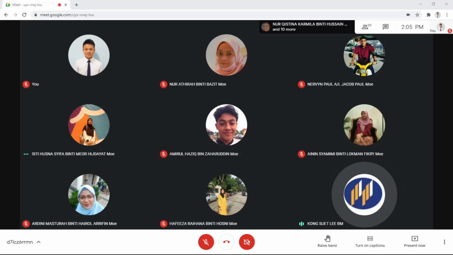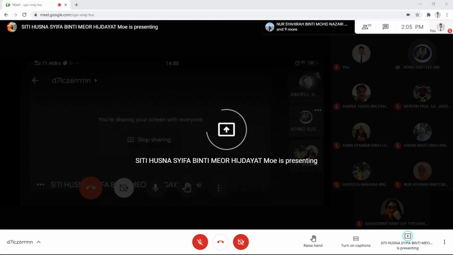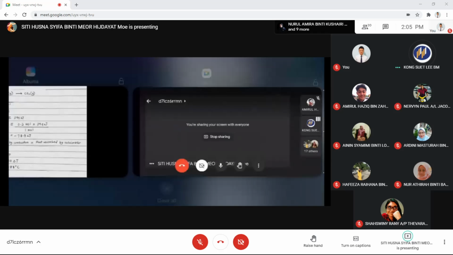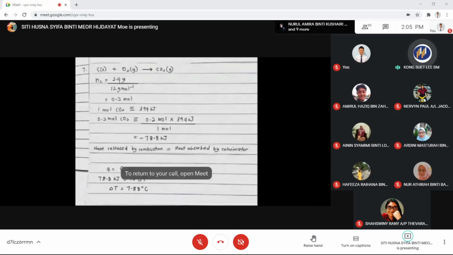Calculate the temperature change of the calorimeter. Okay, so now you can share screen to share your answer. Try share screen. Okay, very good. You are able to share your screen. Okay, great, clear.